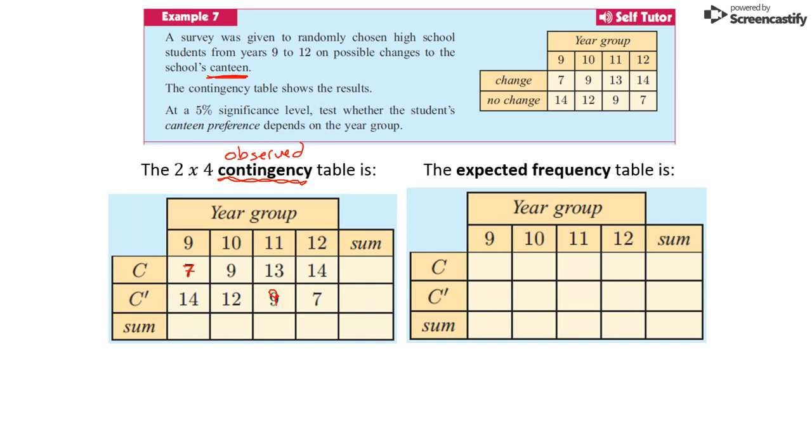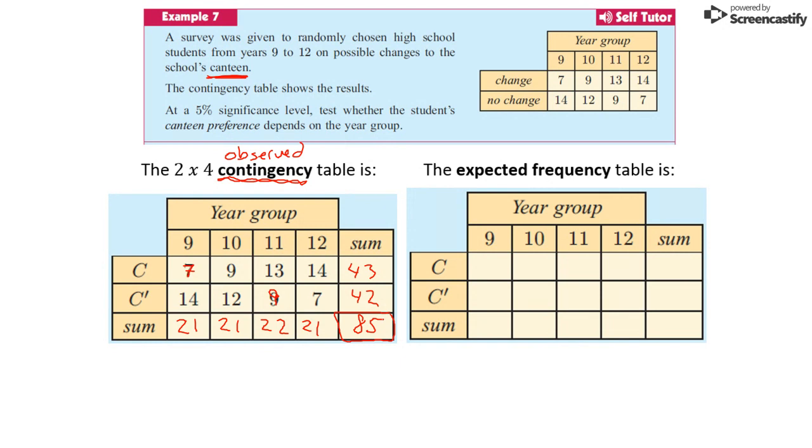So the first thing we want to do is just find the sums of each of those rows and columns. And when we do that, we find that there's 21, 21, 22, and 21 here. There are 43 total that want change and 42 that do not want change. So the total number of people surveyed is 85 students.